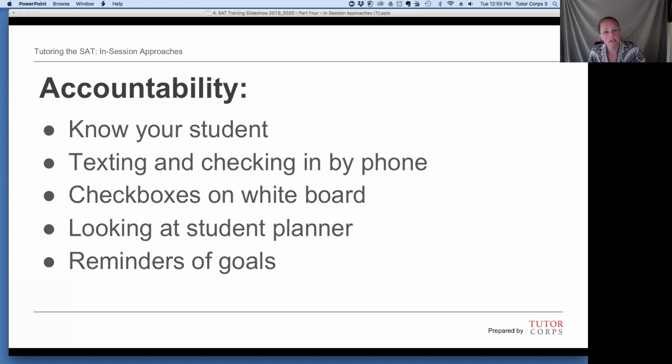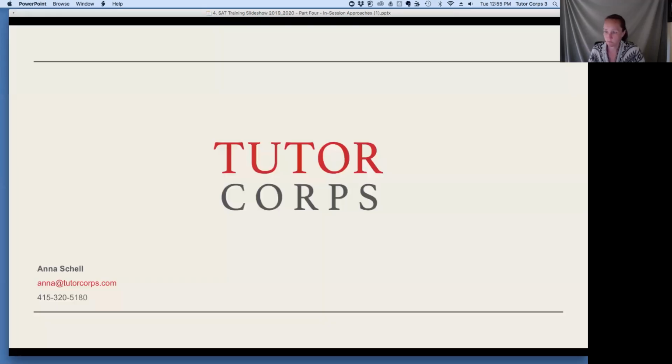Accountability. We talked about this a little before, but it's really important that you are helping hold the student accountable. If they're slipping on their homework, or if they're not doing their timed section tests as you assign, make sure to tell us, make sure to tell the family, and make sure to keep everyone in the know, because they need to be pulling their weight if they want to reach their goals.